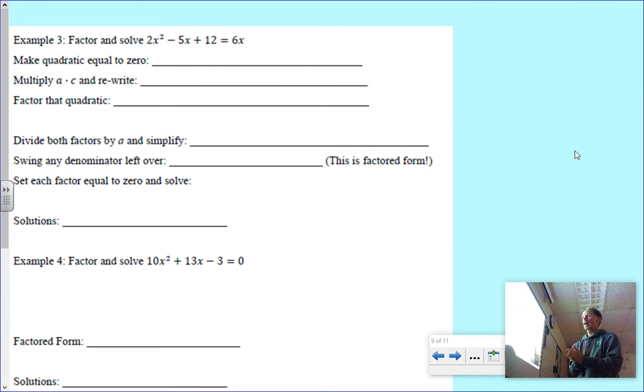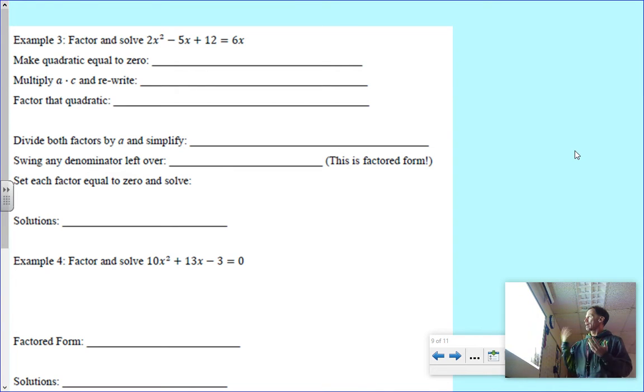So this is the second, or I guess third video in the series on factoring. The previous video just went through two examples of factoring when A is not one. Today's video is going to go through a couple more examples of how to factor and solve a quadratic when A is not equal to 1 using what some people call the swing method. I'm also going to talk about a couple special cases at the end of the video.